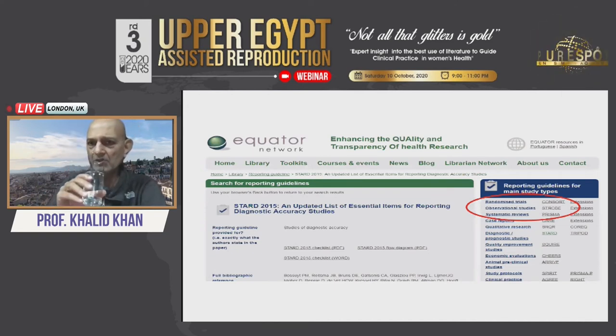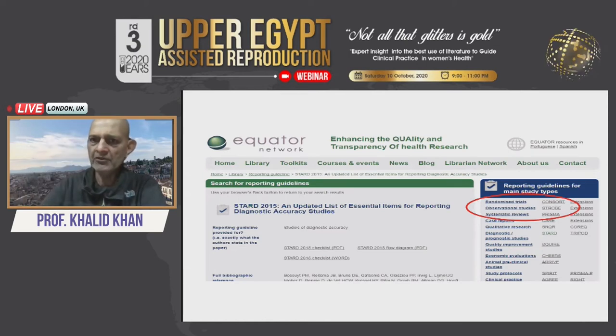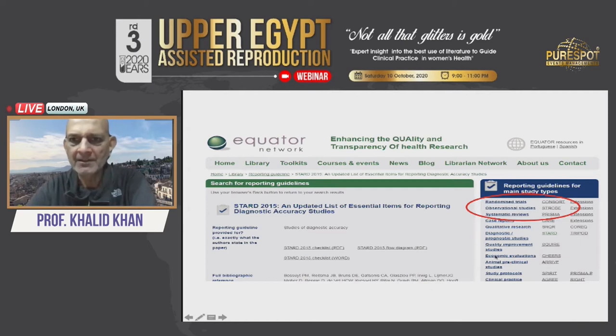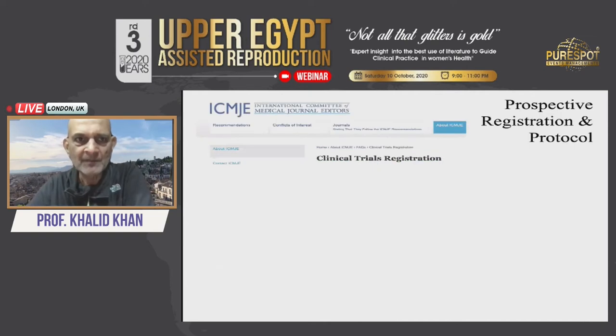The idea is that the authors should report the paper using the relevant guideline from the Equator Network. And the peer reviewers and editors should assess the paper using the same guidelines. The author should register the trial.